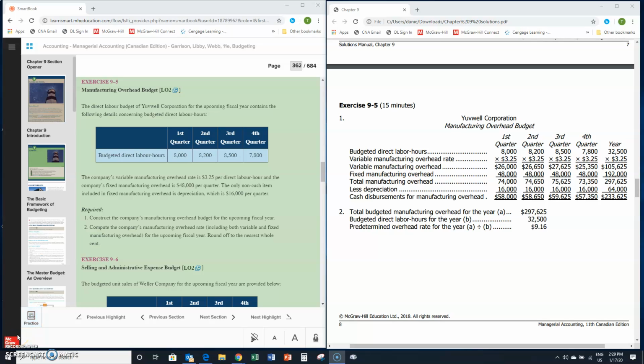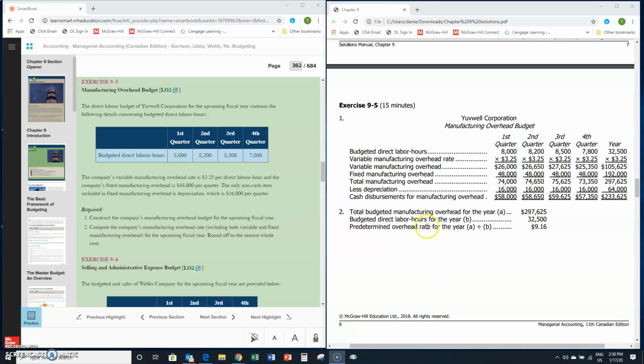Exercise 9.5. The direct labor budget for the upcoming fiscal year contains the following details about budgeted direct labor hours. The company's variable manufacturing overhead rate is $3.25 per direct labor hour. The company's fixed manufacturing overhead is $48,000 per quarter. The only non-cash item included in that is depreciation, which is $16 per quarter. Construct the company's manufacturing overhead budget for the upcoming fiscal year.